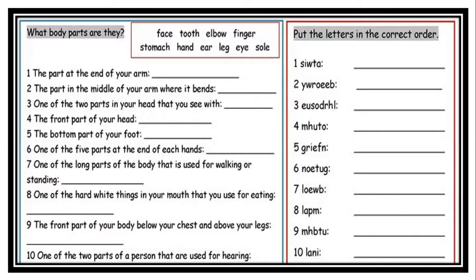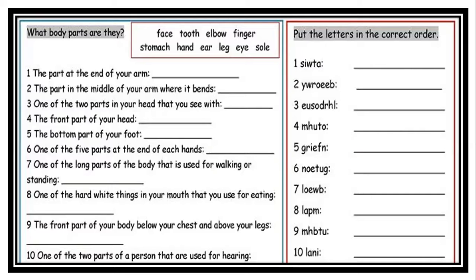The bottom part of your foot. This is tricky. It's sole. Fíjense que esa es una palabra nueva. Se dice sole. And this is the part that is inside your shoe, at the bottom, like la planta del pie, lo que diríamos, ¿verdad? That's sole. Okay, next. One of the five parts at the end of each hand. Ahí, entonces en la anterior, en la primera que ustedes dijeron finger, en realidad era hand. Porque finger es acá, dice the bottom, one of the five parts at the end of each hand.